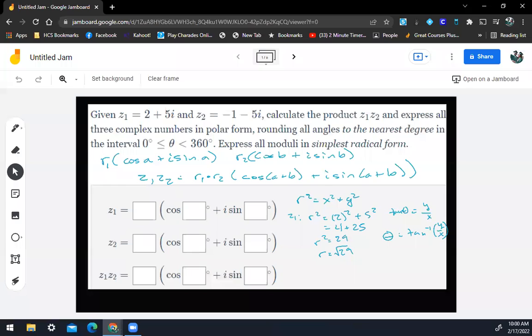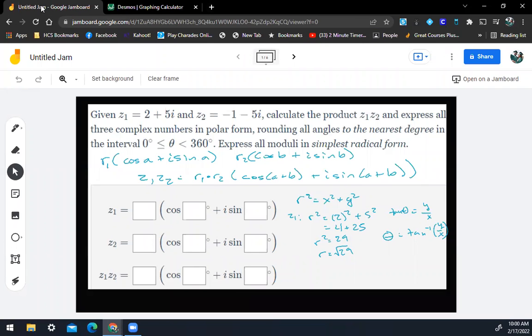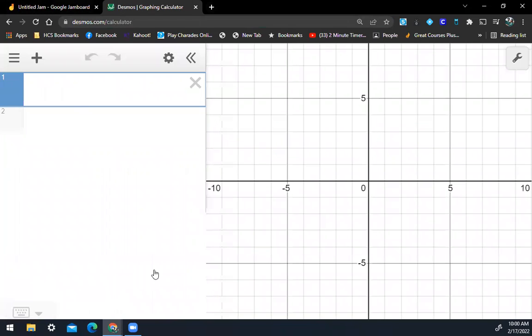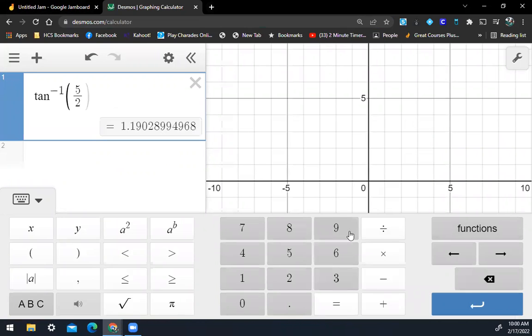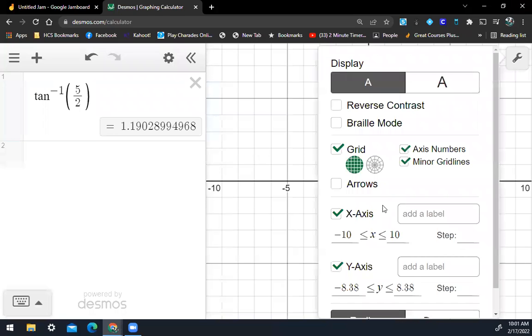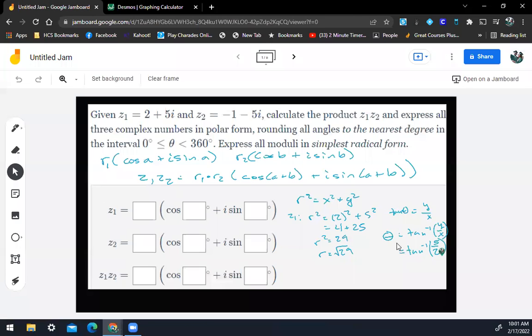So we're going to do that right here. In this case, we're probably going to need Desmos, or any calculator that you've got. All right, so we've got tan inverse of 5 over 2, right? We're going to do that real quick. And we want to make sure it's in degrees. So 68 degrees is what I'm getting.